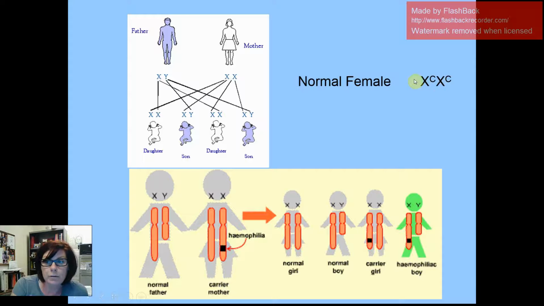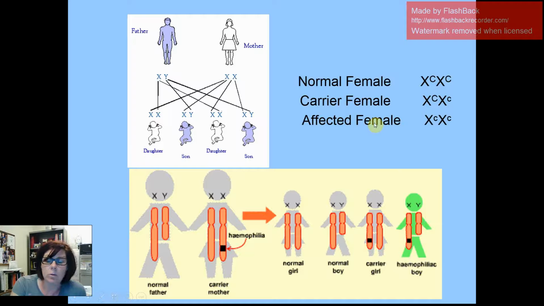A normal female would be homozygous dominant, so she carries 2 dominant alleles for colorblindness. A carrier female is heterozygous, so she carries a dominant and 1 recessive allele. She does not have colorblindness, but she could pass it on.